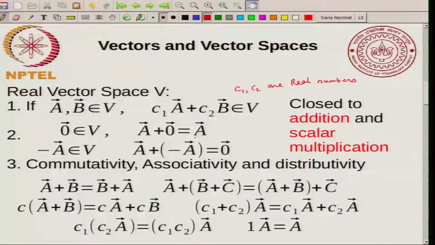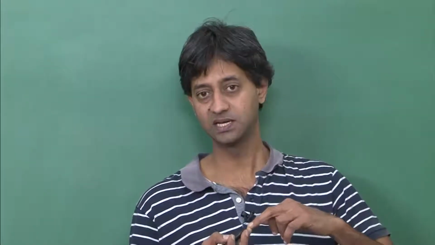And similarly there is a vector called minus a vector, which is the inverse of a, such that if you take a and add minus a to it, you get 0. So corresponding to every vector there is another vector, with exactly the same magnitude but opposite sign, such that if you add these two vectors you get 0.